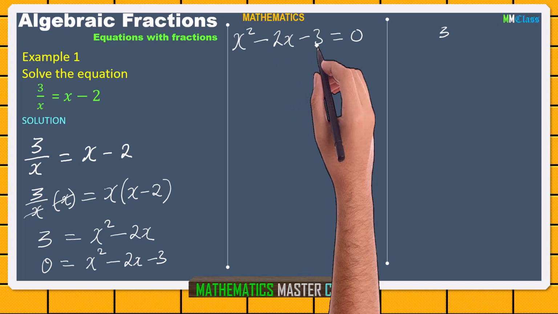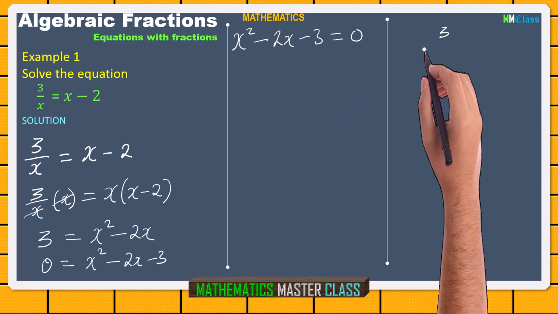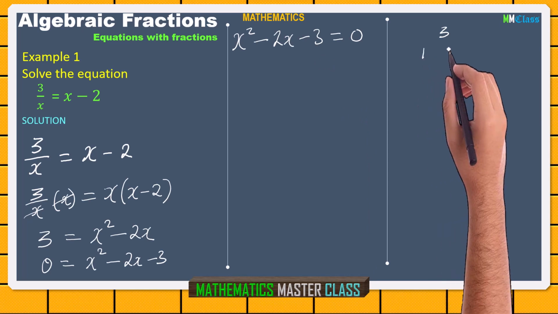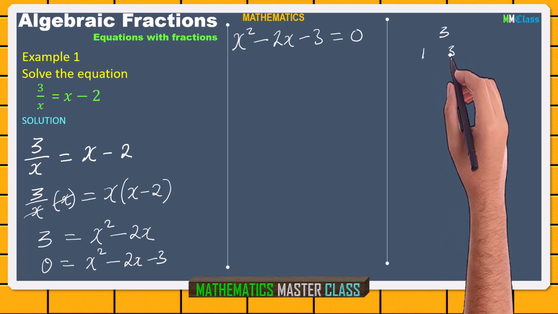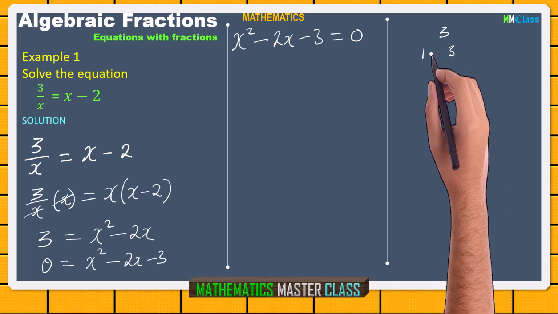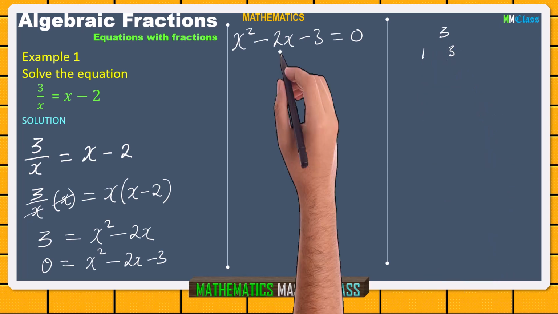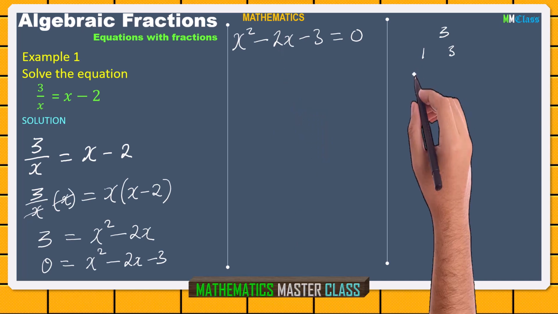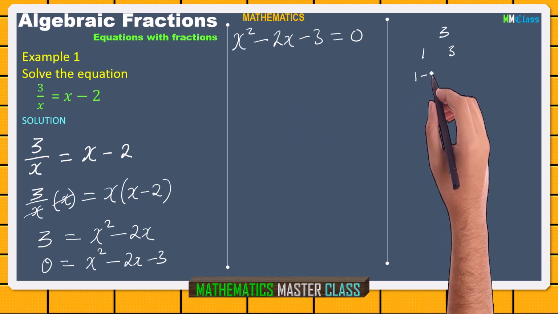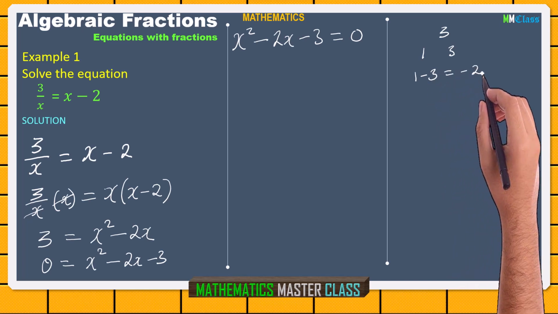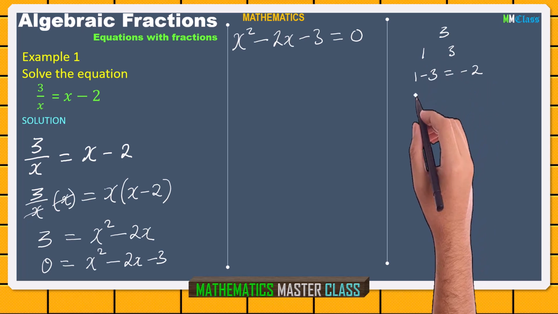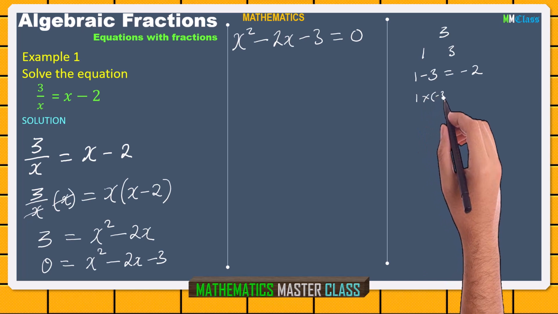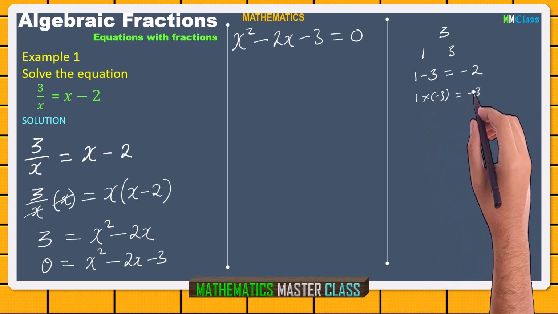So 3 itself is a prime number, and because of that, the factors are 1 and 3 itself. That is, 1 times 3 will give us 3. Now, how are we going to combine them or add them so that it will give us minus 2? What we do is to first of all write 1 minus 3 is equal to minus 2, because 3 is bigger than 1. So again, if we have 1 times minus 3, it will give us minus 3. So the two conditions are satisfied.